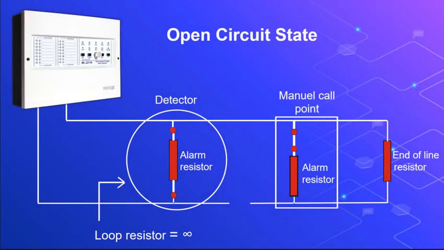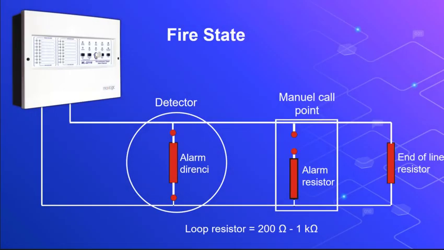Within the operating principles of the conventional system, it is possible to monitor the line break status. When a break occurs in the zone line, the resistance value measured at the beginning of the line will be infinite. The error LED of the relevant zone in the control panel will light up. In the fire state, loop resistors should be between 200 ohms and 1 kilo ohm.